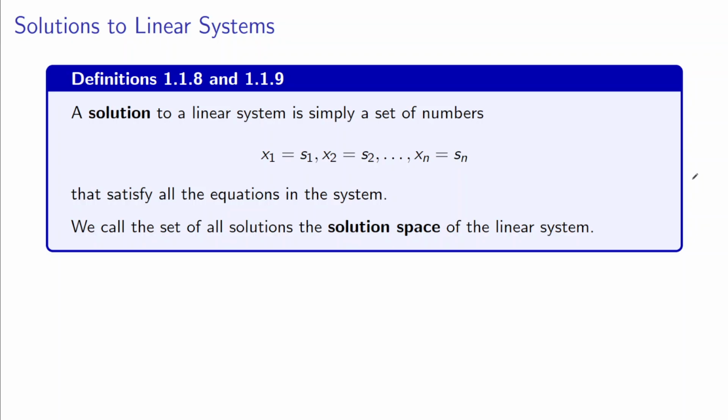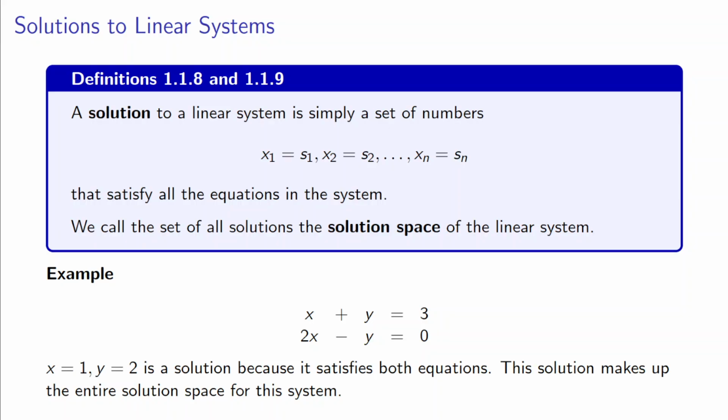Moving to talking about solutions, to formally define this idea of a solution to a linear system, that's going to be a set of numbers, x1 equals s1, x2 equals s2 through xn equals sn, that satisfy all the equations in the system. We call the set of all solutions the solution space of the linear system. So for example, we had this example earlier, x plus y equals 3, 2x minus y equals 0. We saw the solution to this was x equals 1, y equals 2, because it satisfies both equations. And we saw graphically as well as algebraically that this was the only solution to this. So this solution makes up the entire solution space for the system.